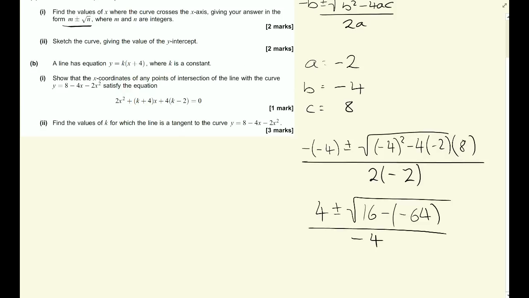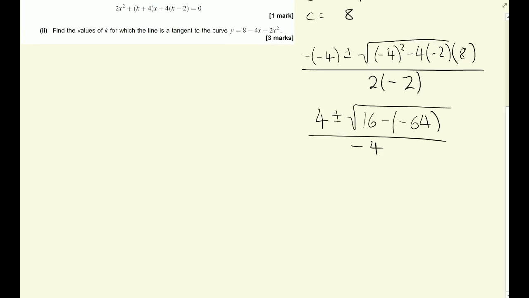So we're then just looking to bring this together into the format we're looking for. So I've got 4 plus or minus the square root of 80, because I've got 16 plus 64, all divided by minus 4. Now don't be tempted to do anything that's not mathematically correct with this surd. We need to simplify the surd down. So 4 plus or minus.